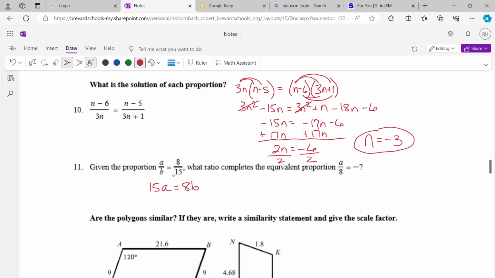So if this proportion crisscross multiplies to 15a equals 8b, and we need something equivalent, well, then the second proportion has to multiply to 15a equals 8b, right? They're equivalent, which means they're the same. So if we need a 15a, the a has to get multiplied by a 15. And the b, to get 8b, the 8 needs to get multiplied by the b. So this b over 15 is what completes the proportion.